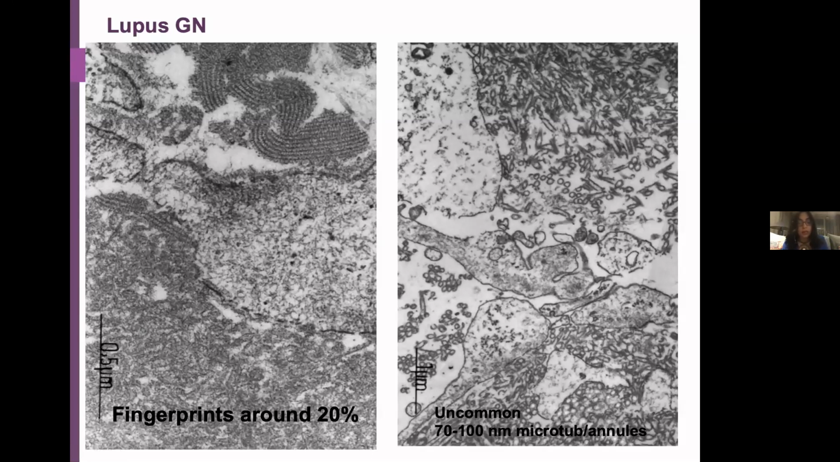And also let me tell you that up to 2% of lupus patients can present with other looking fibrils. They can have microtubules like this, and they are huge in size, from 70 to 100 nanometer in diameter. They can have fibrils which simulate amyloid, and the fingerprint microtubular structure can even be misinterpreted as immunotactoid.